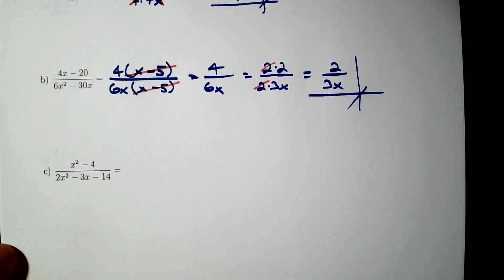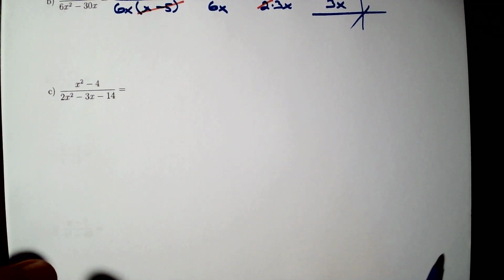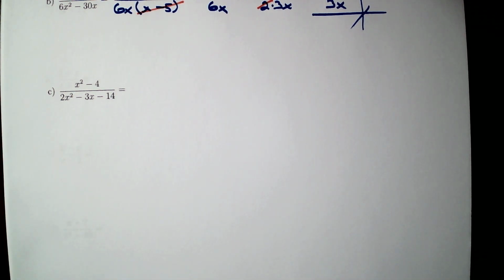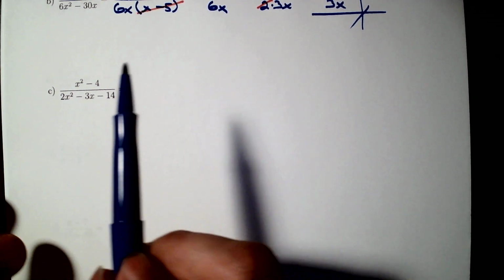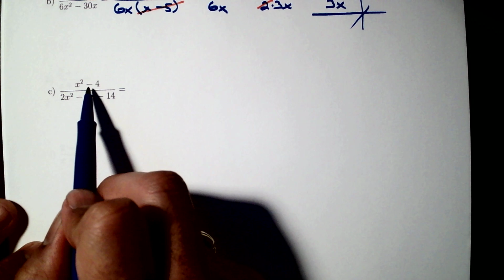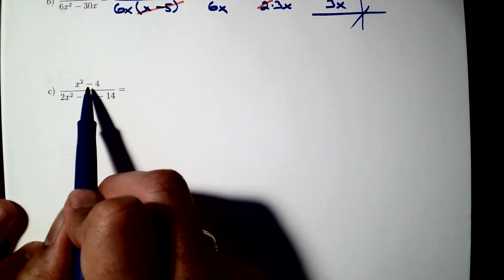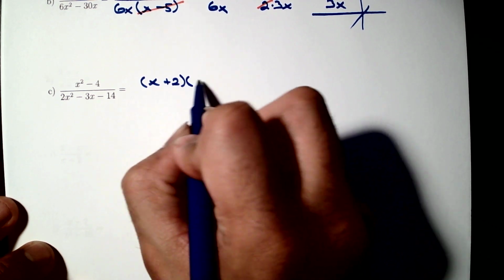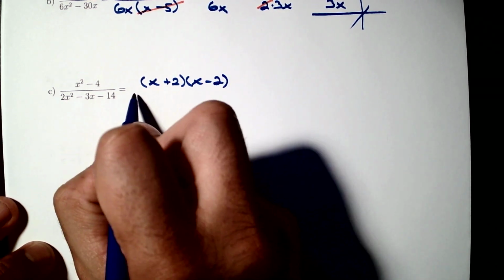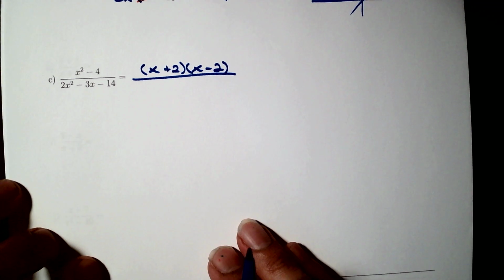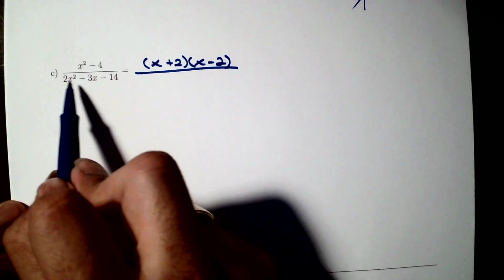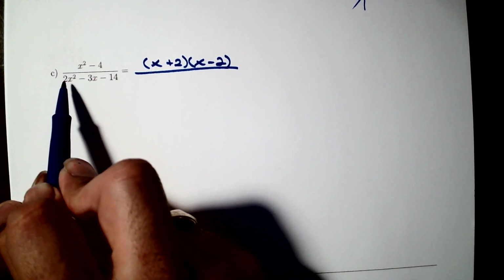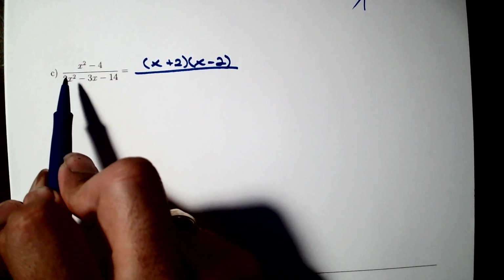Let's look at the next example, letter C. In this case we are going to bring back everything we learned in chapter, well, most of what we learned in chapter 5, which is factoring polynomials. In this case we have a difference of squares. We have something squared minus something squared. That's going to factor as x plus 2 times x minus 2. And then in the denominator, it looks like this one is going to take a little bit of work because we have a trinomial whose leading coefficient is different than 1.